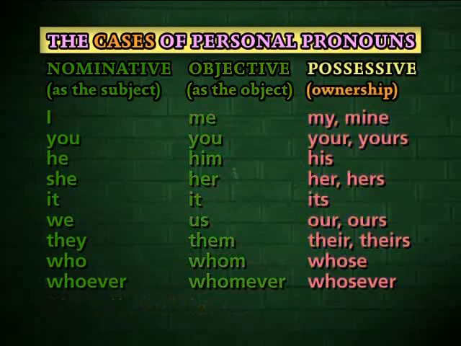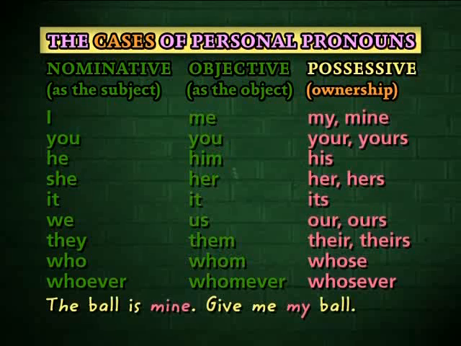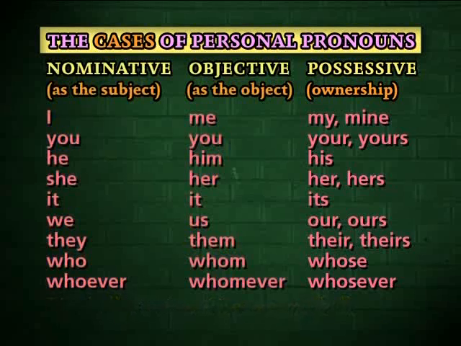In the possessive case, the ball is mine. I'm showing possession. Or I might say, give me my ball. I wouldn't say, give me ball or give me eyeball. Sometimes you can figure this out because it just sounds weird. Other times you actually have to take the sentence apart and look at it.